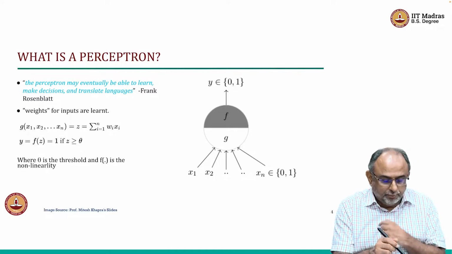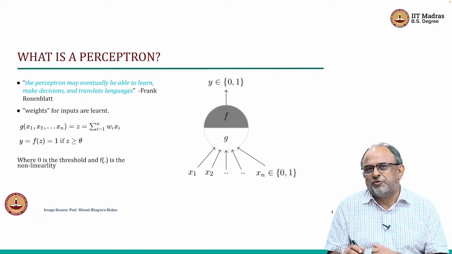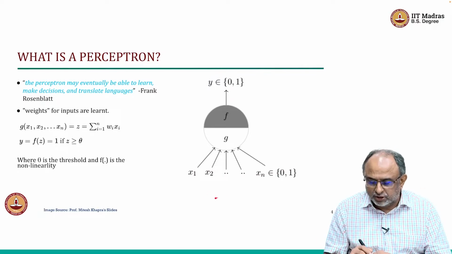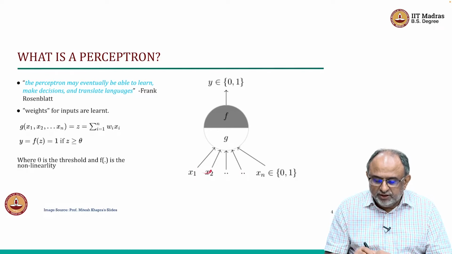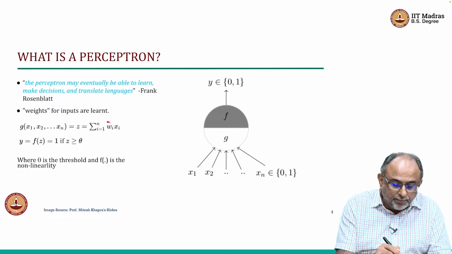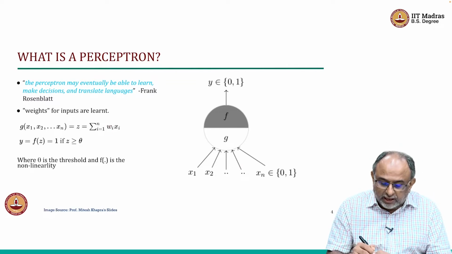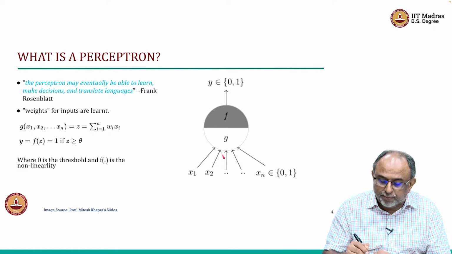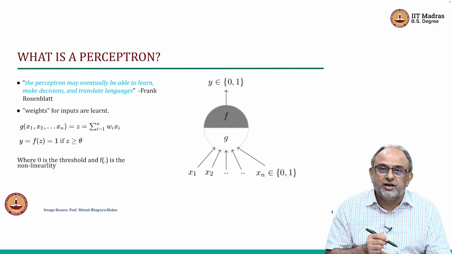Okay, so this is my input. I can have any number of inputs. It can be 100, 200, 300, whatever you want. So these are my inputs. Next I'm going to multiply that input by a set of weights. Some of these inputs might be more important for me. How am I going to know? That is part of the learning process, the training.